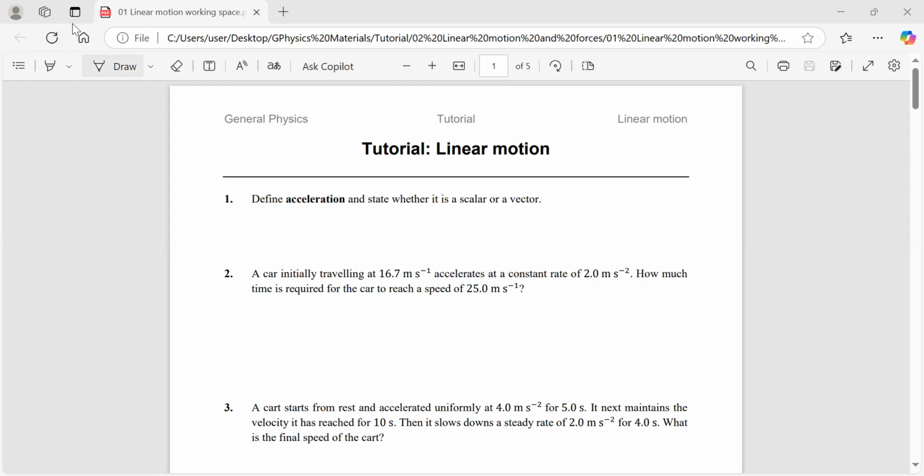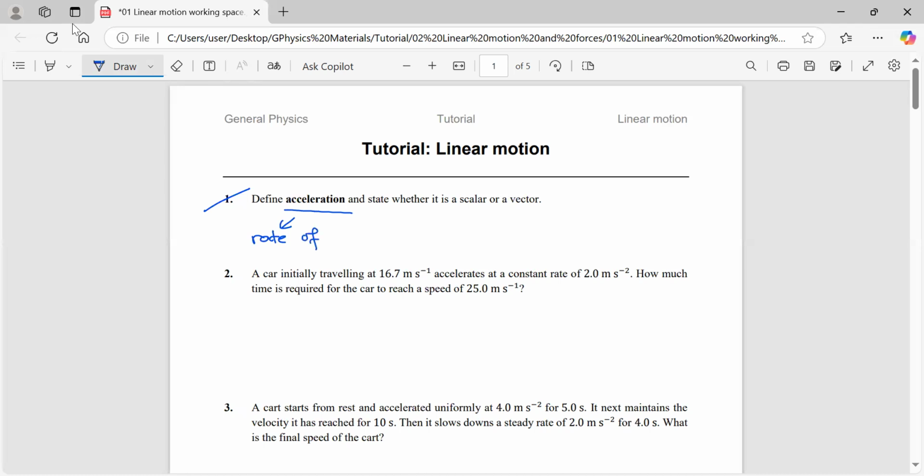So first we go to question 1. I hope my voice is fine. Okay, so first, define acceleration and state whether it's a scalar quantity. I think this is more of a qualitative explanation. So we understand acceleration. When you say acceleration, you can find this in your notes. Acceleration is the rate of change in the velocity.